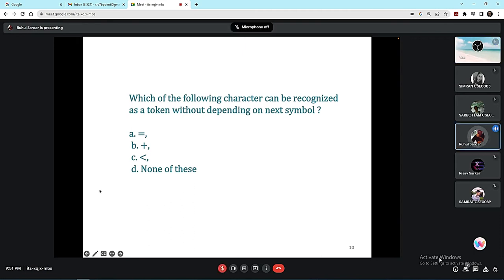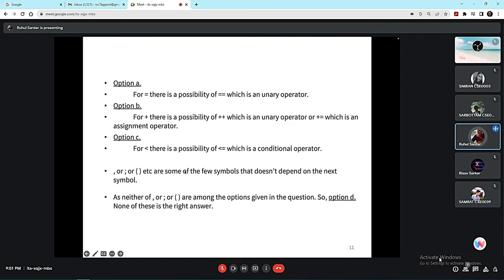The question is, which of the following characters can be recognized as a token without depending on the next symbol? So here are 4 options: equals to, plus, less than, or none of these. So let's check each option one by one.